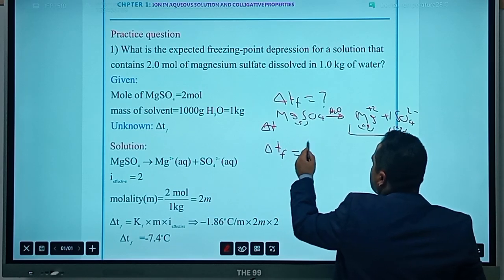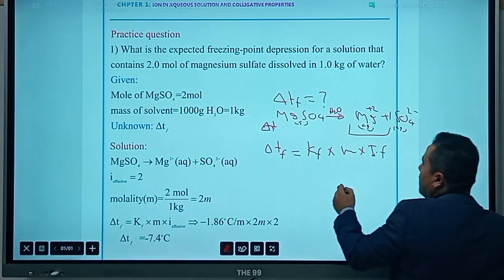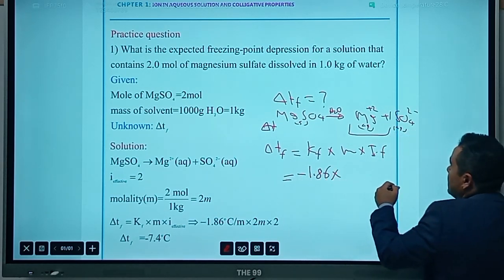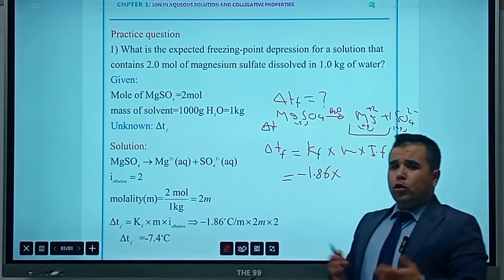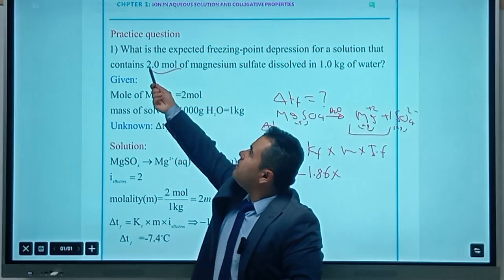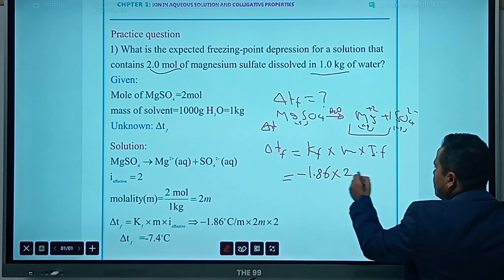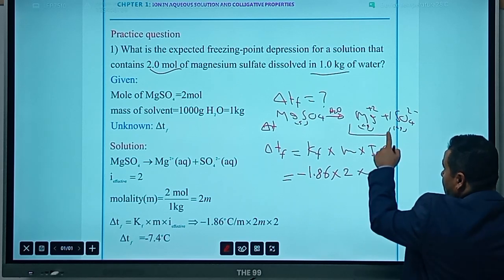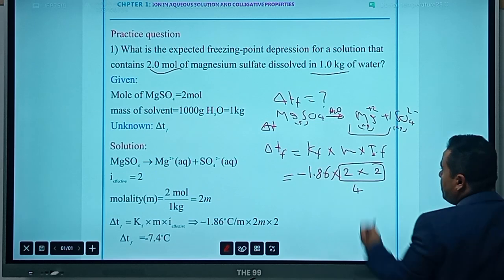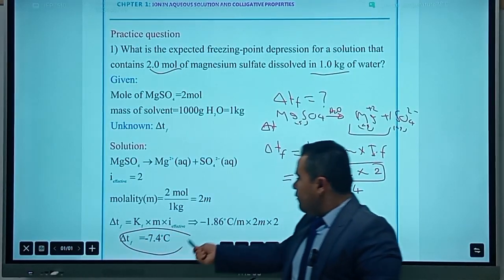Delta Tf is equal to Kf multiply m multiply ion factor. The Kf is minus 1.86. Molality is equal to mol of solute per kilogram of solvent. So 2 moles is given, divided by 1 kilogram, you'll get 2 molal. And the ion factor is 2. So 2 multiplied by 2 is 4, multiplied by minus 1.86 is equal to minus 7.4 Celsius.